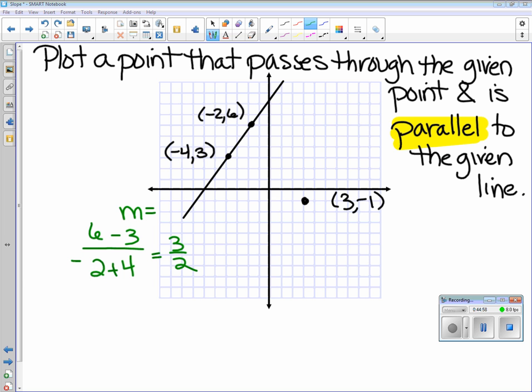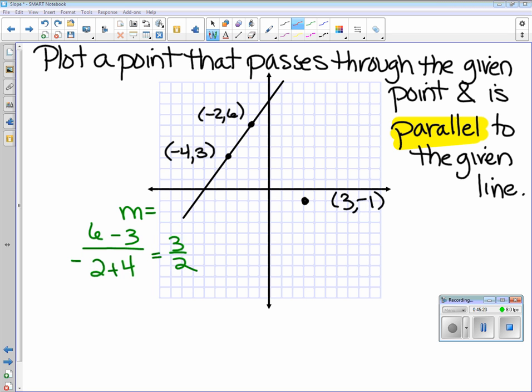So what do I want my slope to be if it's going to be parallel? Parallel means they have the same slope, right? If this word was perpendicular, then the slope we'd want to use would be negative 2/3. So that's the key word. Is it parallel or is it perpendicular? I want it to be the exact same.